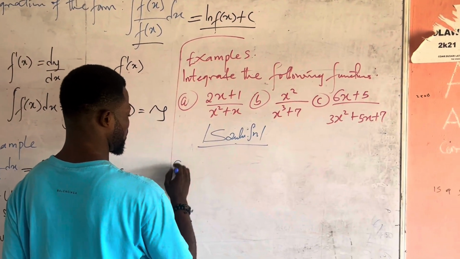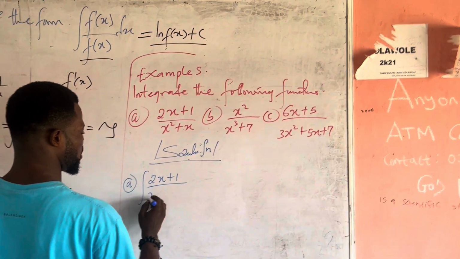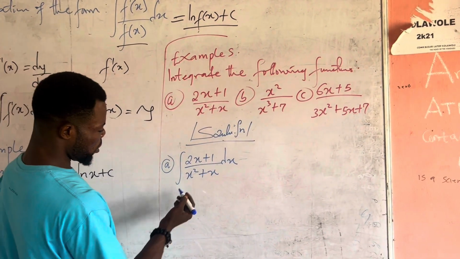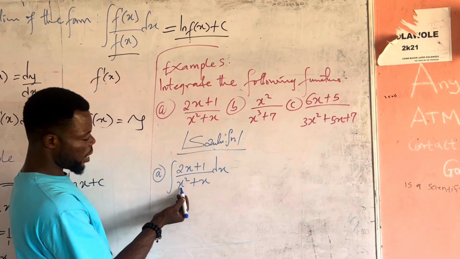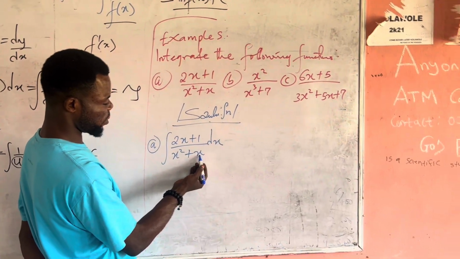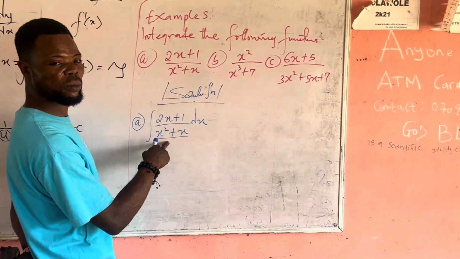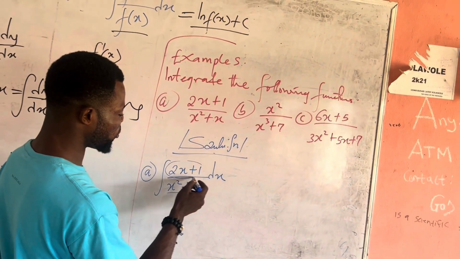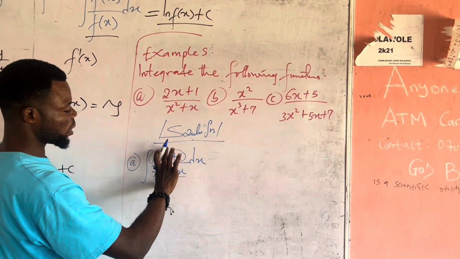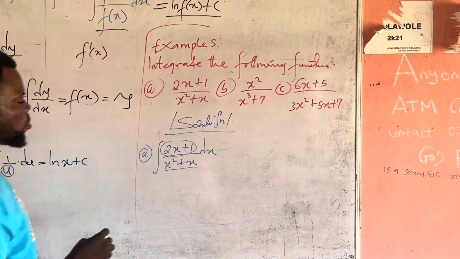If I solve a, I will have integral 2x plus 1 over x squared plus x with respect to x. If we differentiate x squared, we are going to have 2x. If we differentiate x, we are going to have 1. We can see that the derivative of the denominator is the same thing as the function we have at the numerator, which is what this is saying. That shows this integration is in the standard form. And how do we move further?